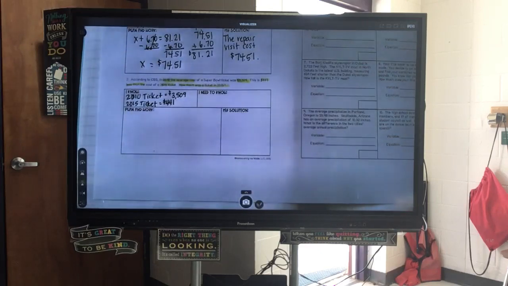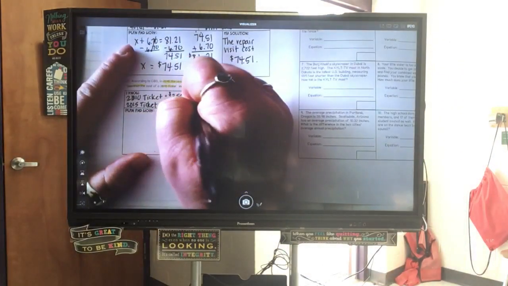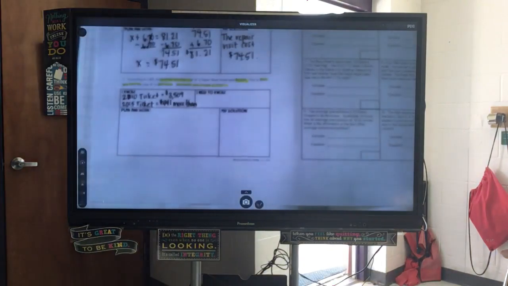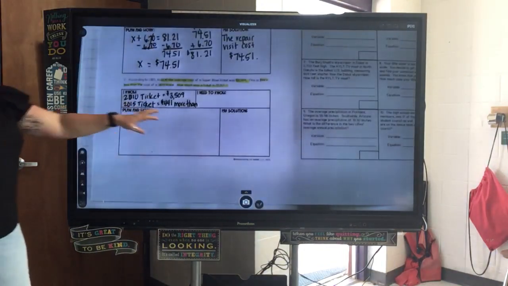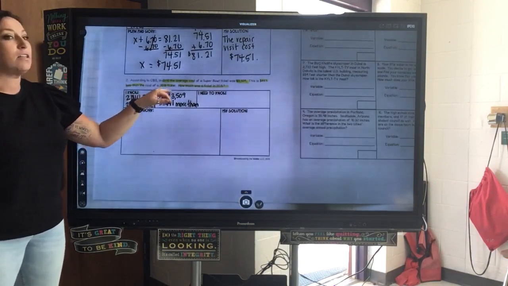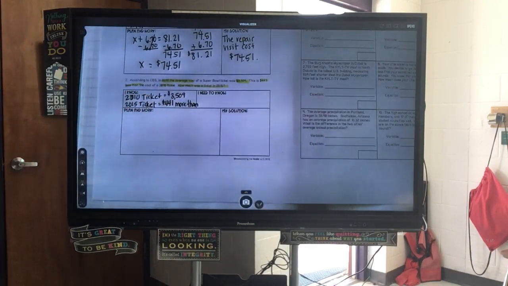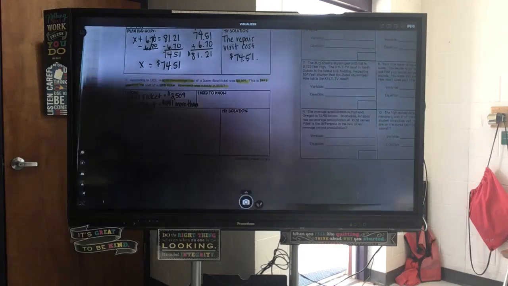Was more? Say it again? More than. Yes. Because they kind of throw you off in the question, don't they? Essentially, when this refocuses, it says this is $441 less than the cost of a 2015 ticket. So that's important for us to realize: it's saying that the 2015 ticket is going to be more than the 2010 ticket. And then obviously, what do we want to know?